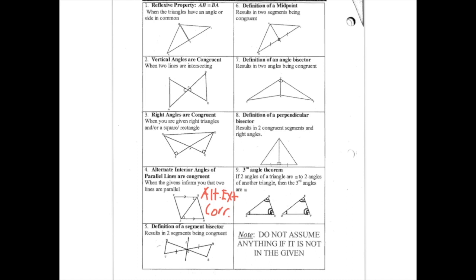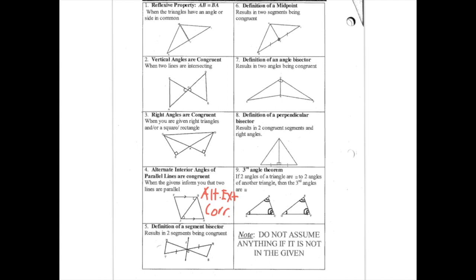Now, you may end up using ones that are not on this page at all, but most of the ones that you end up using will be somewhere on this page. And a big part in geometry, and I like to say it all the time: do not assume anything if it is not in the given. So, just because something looks like it's a right angle, if it's not a right angle, you can't say it's a right angle, or anything like that. If a drawing looks like something's true, if it's not told to you, don't assume it.